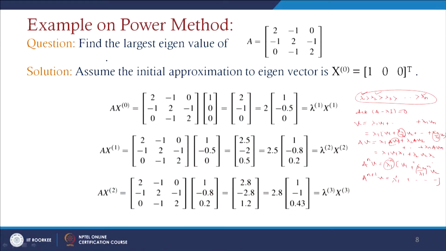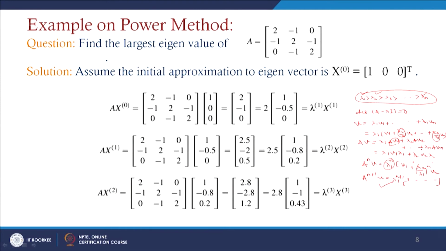And if we take A to the power n plus 1 V, this will give lambda 1 to the power n plus 1, and the remaining factors will be there. If we compare these coefficients, we can find that lambda 1 is the largest eigenvalue of this matrix. Based on this approach, at each level we take the largest element common.